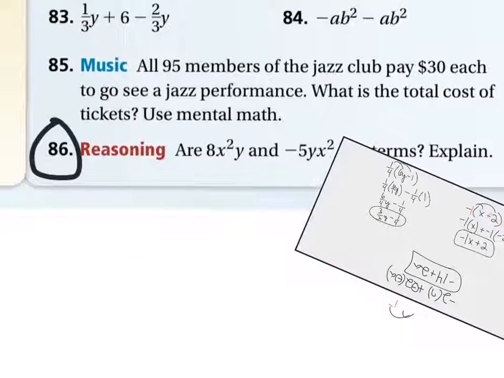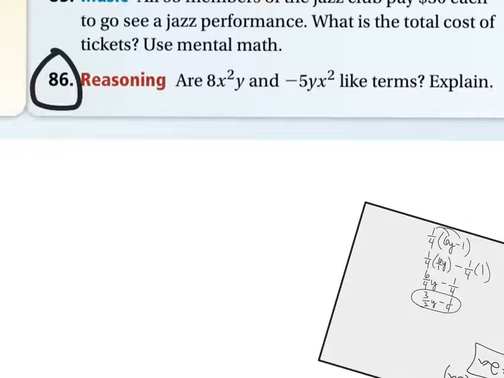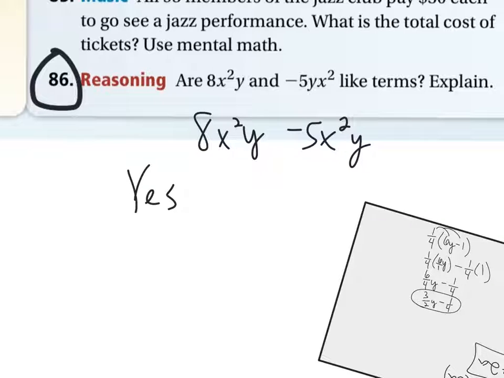And almost missed this one, number 86. It's asking if those are like terms. The deal is all the stuff's being multiplied together so we can rearrange things. And so they would be like terms because they both have essentially an x squared y part. The variable part's identical, then they're like terms.